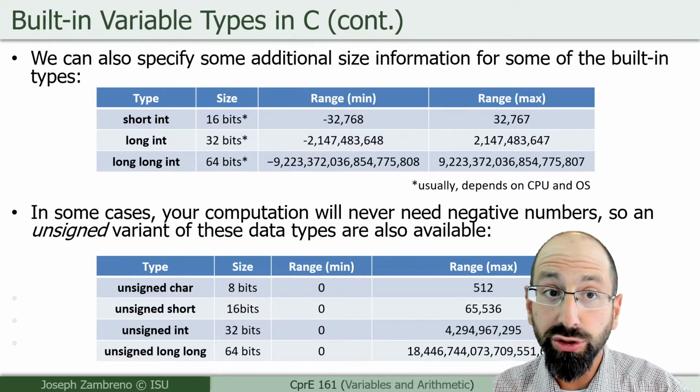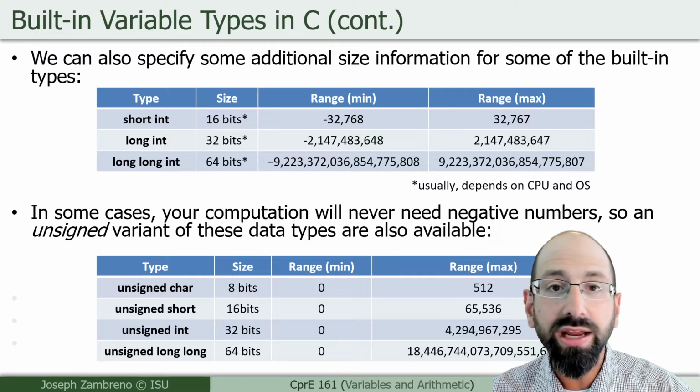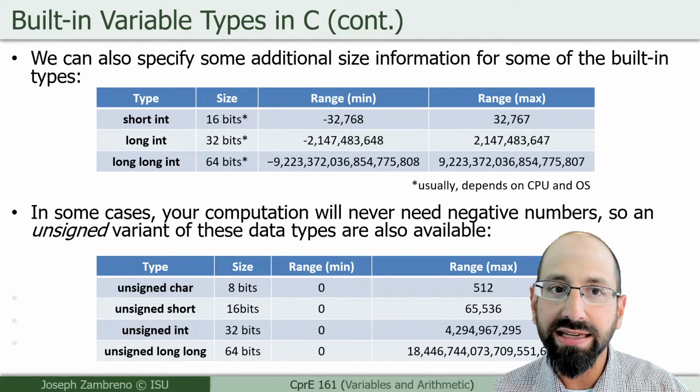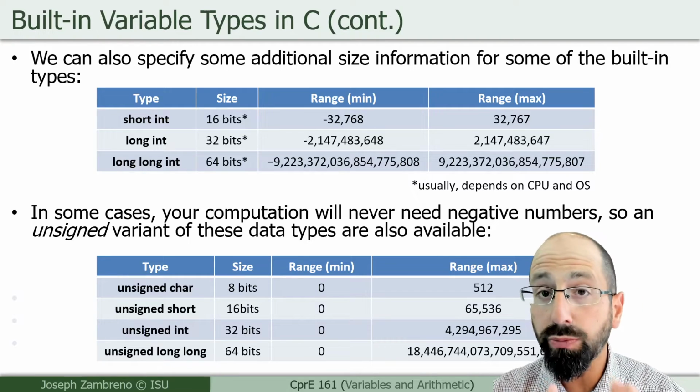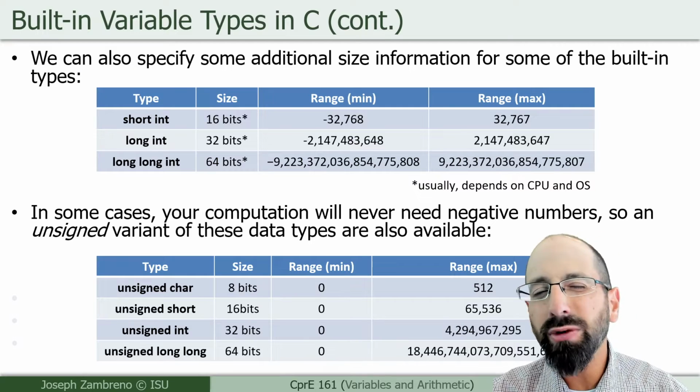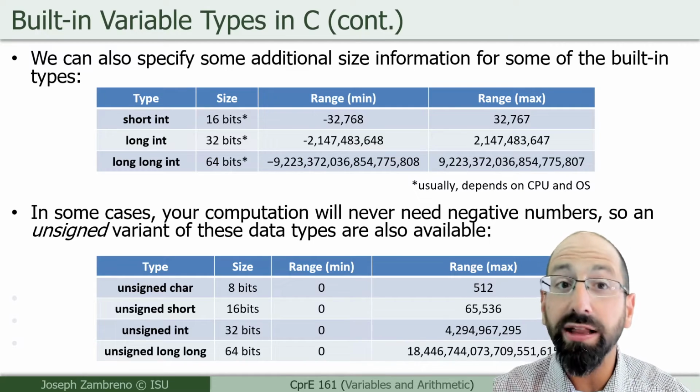And consequently, you're going to use more bits to store that value in memory. And you're going to get a smaller minimum and a larger maximum possible for that. In other cases, you may know that your computation and your program would never need to have a negative number. And that's what we use that unsigned qualifier for.